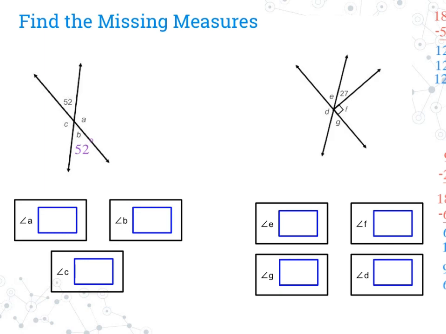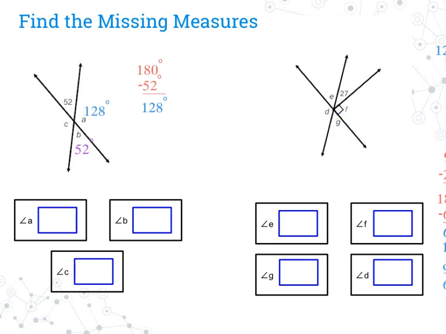Now let's take a look at angle A or angle C. I'm going to go with angle A. They're on a straight line, so 52 and A are on a straight line, which means they're going to equal 180 degrees, and that means they are supplementary. So if I take my 180 degrees minus 52, I'll know what's left over. In that case, it's 128 degrees. So I know that angle A equals 128 degrees.